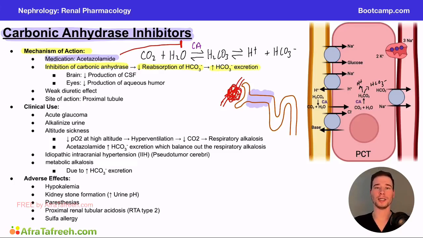Two other important points that they want you to know for test day are that acetazolamide can also decrease production of CSF in the brain and decrease the production of aqueous humor in the eyes. Now, the biochemical pathways of how this actually works is a bit unnecessary to know for this level.